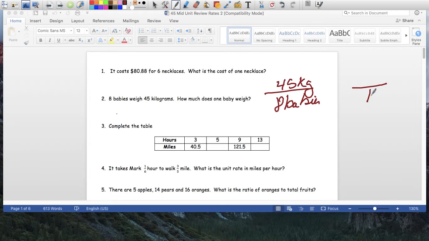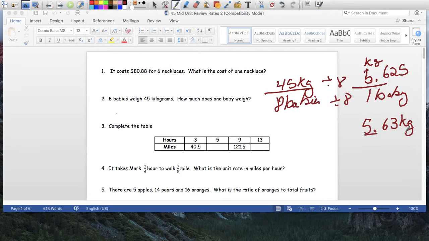One baby, how much does it weigh? Divide by 8. Divide por 8. 45 divided by 8. So 5.625, and you can round it. Ese es el answer on the calculator, pero mejor escrito 5.63. Okay? I'm going to round this for one baby.